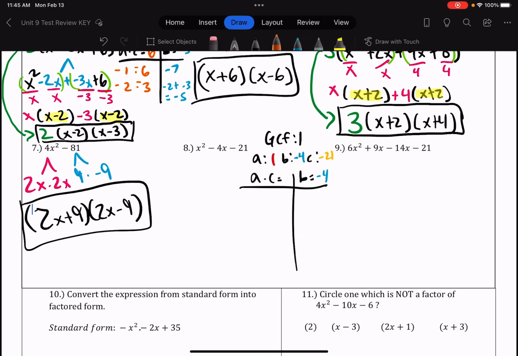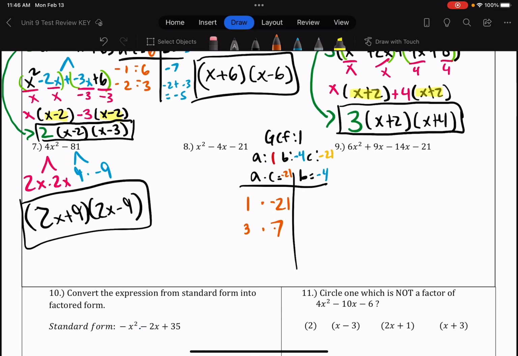So I know I want to find two numbers that multiply to a negative 21 and add to a negative 4. The only factors of 21 that I know are 1 and 21 and 3 times 7. But guys, I want them to multiply to become negative and also add to be negative, which means my larger factor needs to be negative. So I'm going to do 1 times negative 21, 3 times negative 7. 1 plus a negative 21 would give us a negative 20, but 3 plus a negative 7 yields negative 4. So that is the factor pair I want to use here.